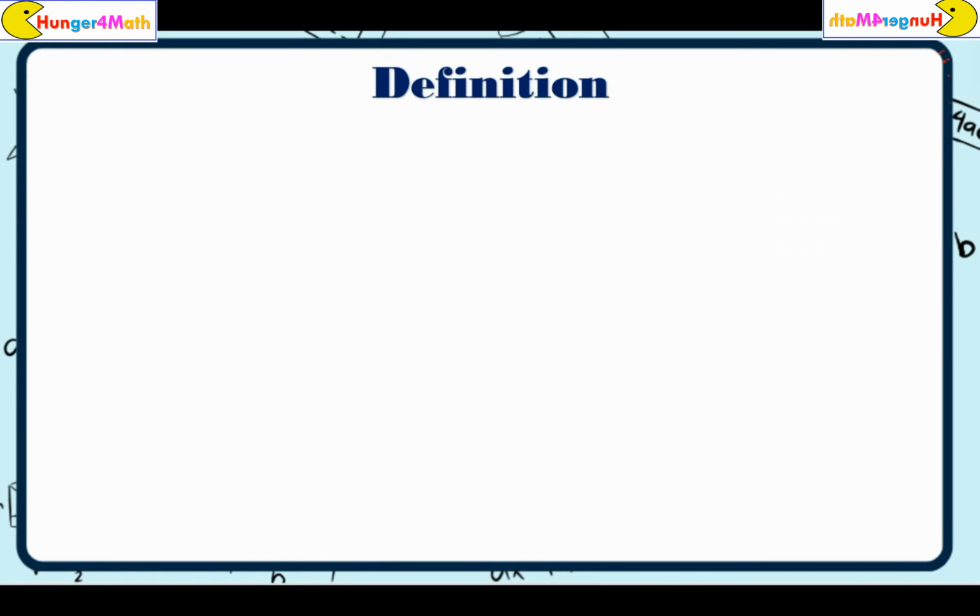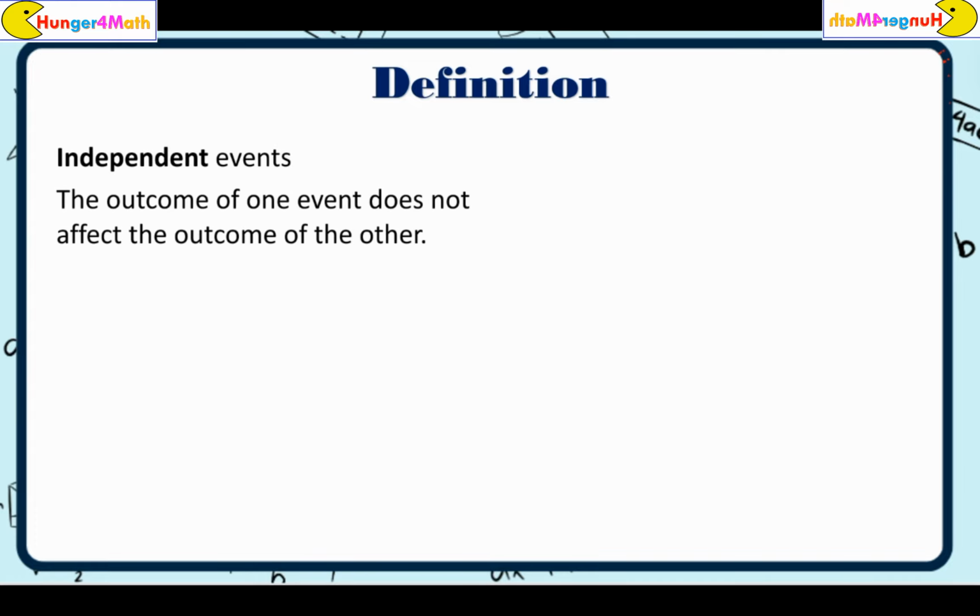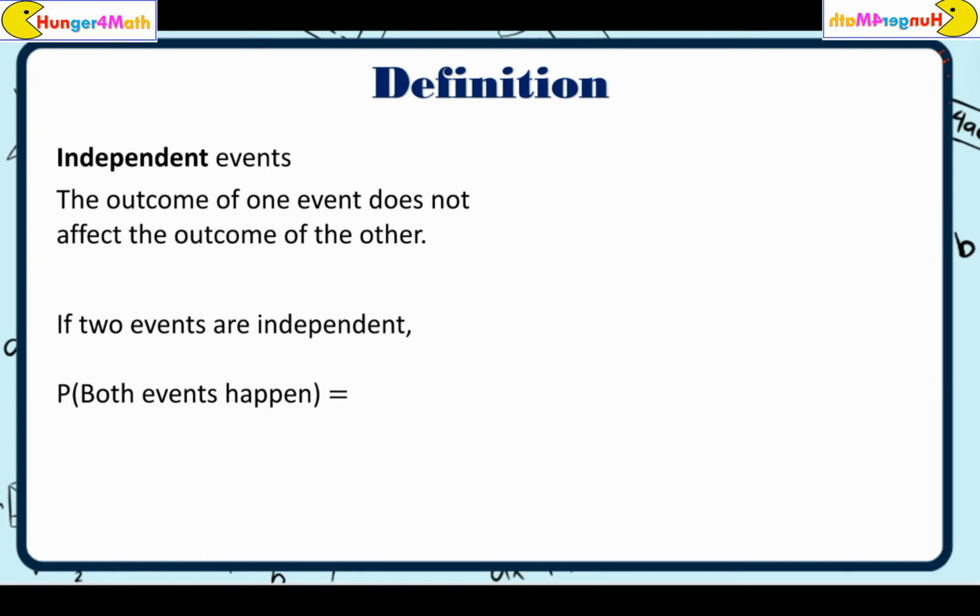Let's define and identify how to calculate the independent event. For independent events, the outcome of one event does not affect the outcome of the other. If two events are independent, to calculate the probability that both events happen, it is the probability of the first event multiplied by the probability of the second event.